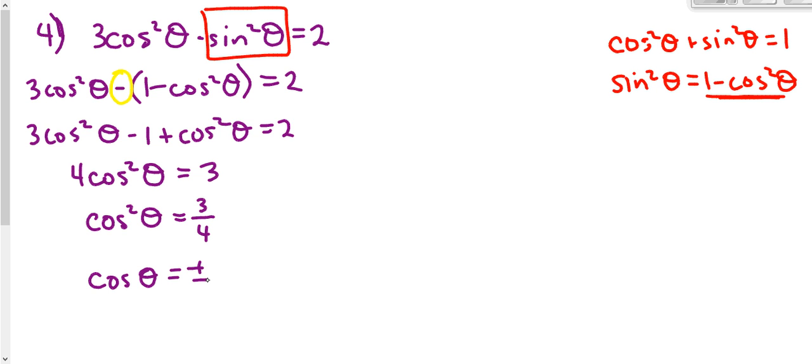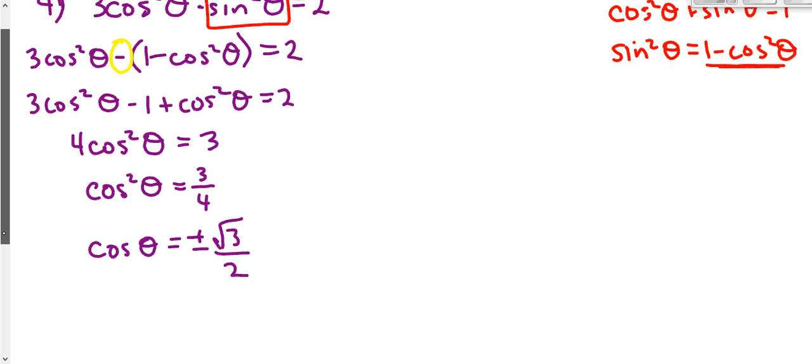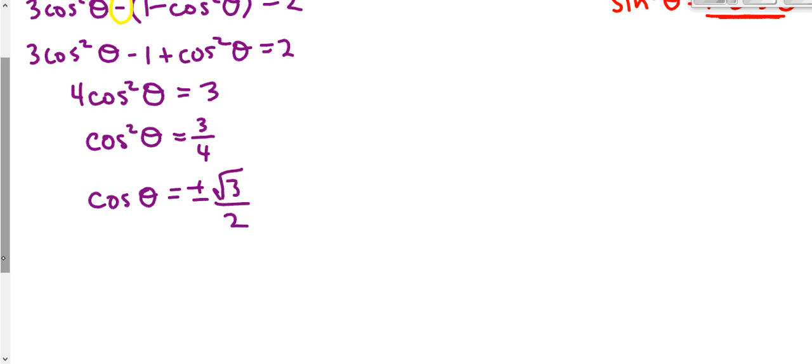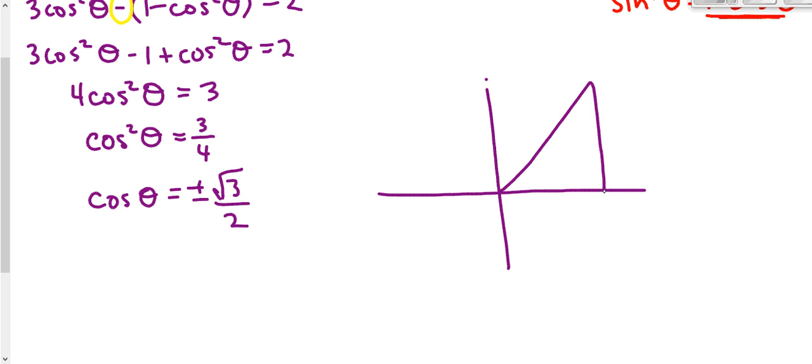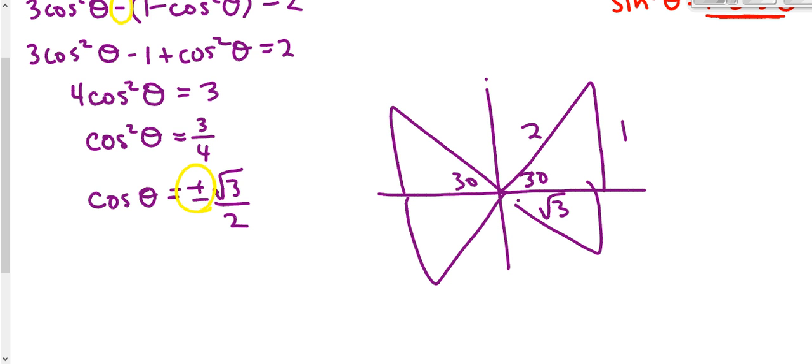Cosine theta equals plus or minus. You can square root the top and square root the bottom separately. Square root the top is square root 3, square root the bottom is 2. Now hopefully you recognize that we do know the angles that have a cosine value of square root 3 over 2. We can picture this. We have square root 3 on the adjacent, we have 2 on the hypotenuse, 1 on the opposite. This is a 30-degree angle. And because we want both plus and minus, we're going to be in all 4 quadrants. 30-degree reference angle in all 4 quadrants.